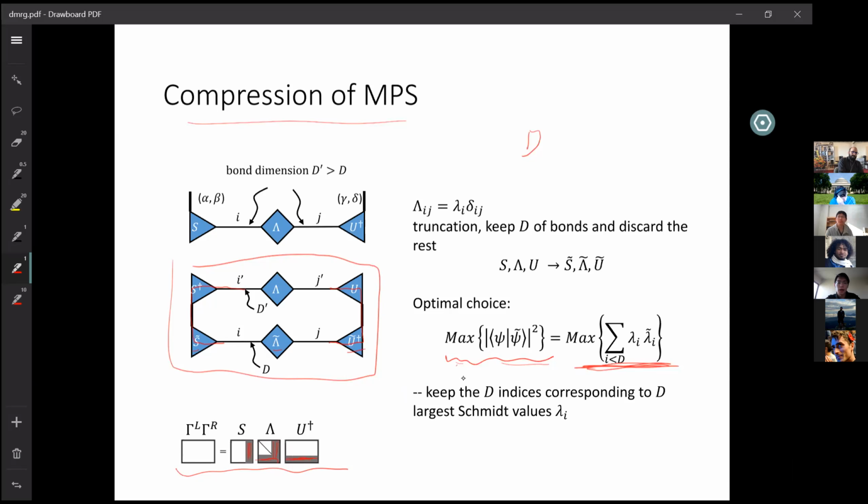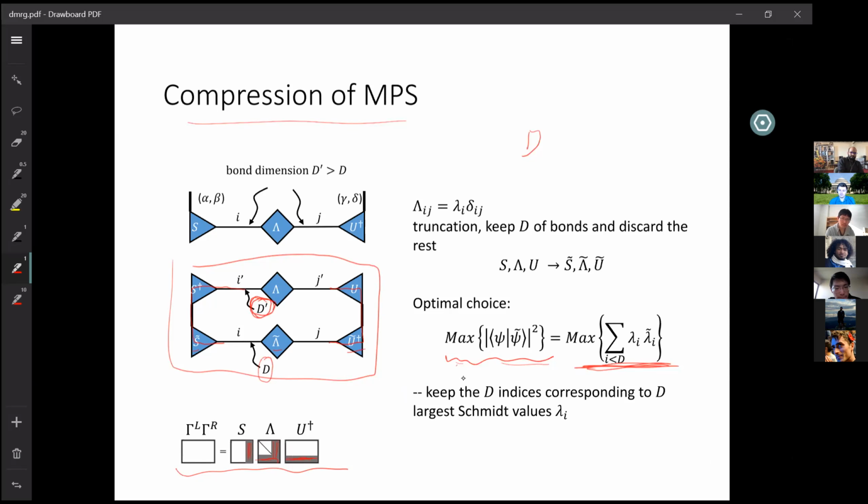I always keep a D-dimensional Hilbert space, right? So I always keep the basis to describe half of the system. Once I notice the bond dimension grows beyond D, I want to do this truncation, and what I do is keep the Schmidt values.